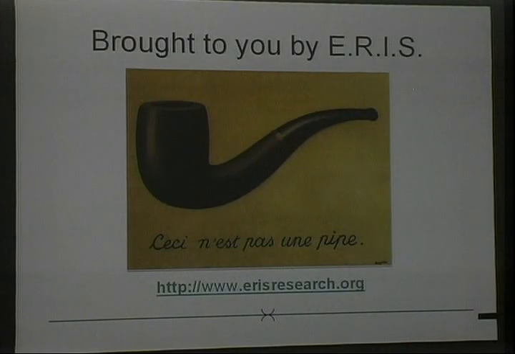The point of this picture, of course: anybody recognize the Magritte? Ceci n'est pas une pipe. It's a slide of a picture of a pipe. Three layers of abstraction. It's a projection of a computer file, a reflection of a projection.